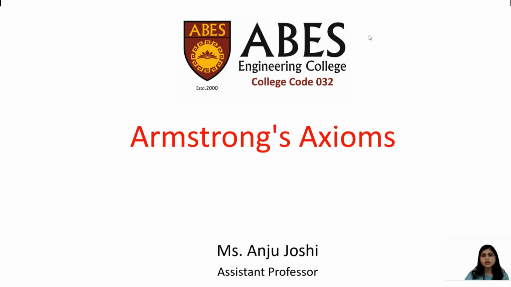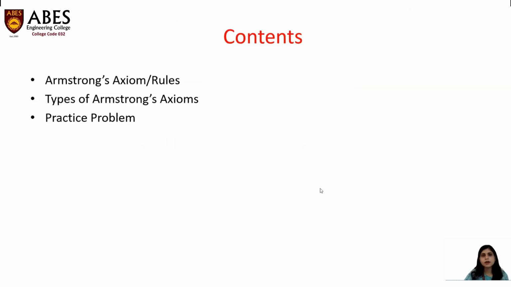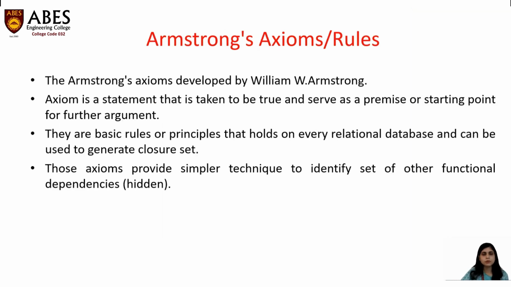So in the previous video lecture, I have already discussed the concept of functional dependency, what the types of functional dependencies are, and how we can determine whether a given functional dependency is valid or not. We also solved some practice problems related to the concept. So today, moving on, I'm going to discuss the concept of Armstrong rules, the different types of Armstrong rules, and some practice problems related to it. So let's get started.